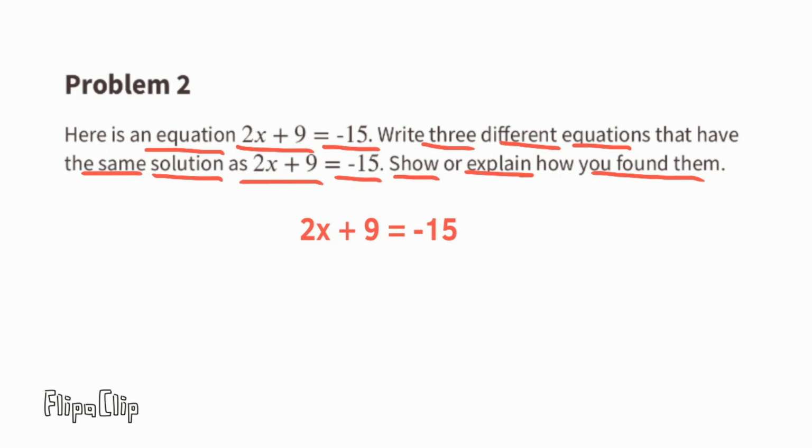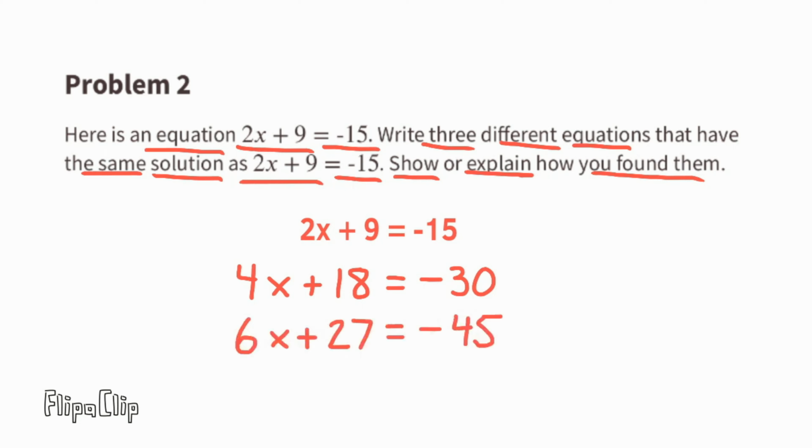I can double all three terms and the x would have the same value. For example, I doubled the 2x to get the 4x, I doubled the plus 9 to get the plus 18, and I doubled the negative 15 to get negative 30. I can triple the original three terms. 2x times 3 is 6x, 9 times 3 is 27, and negative 15 times 3 is negative 45.